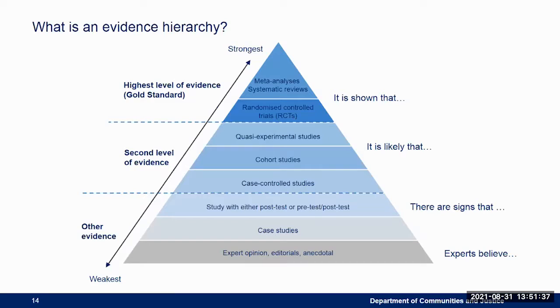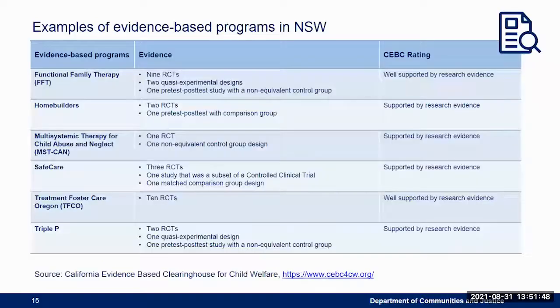So that's the hierarchy. This is FACSIAR's hierarchy. This is based on a number of other hierarchies that are available in the health and medical field. Now, just to put this in context, I wanted to quickly touch on some examples of evidence-based programs in New South Wales. So I've pulled out 6 that are used in the child welfare and out-of-home care space. Before I go through these, I'm just going to quickly show you.